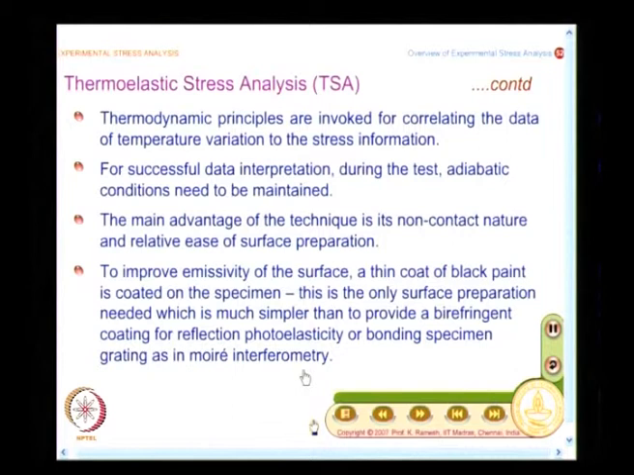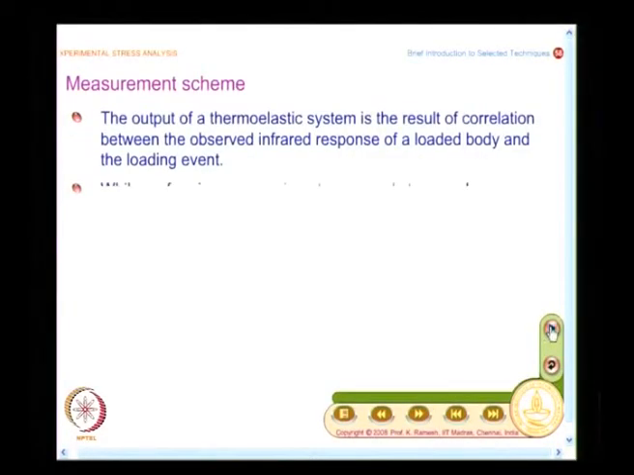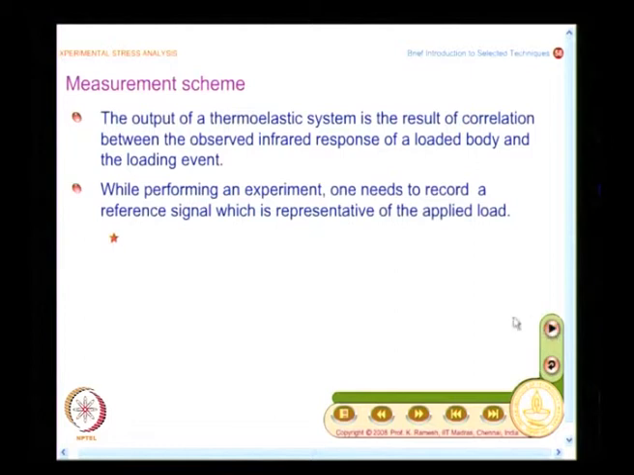And people have combined thermoelastic stress analysis with photoelasticity and tried to find out stress separation, and all those exercises have been done. And it is desirable that you have a look at what is the measurement scheme employed here. That will give an idea how you go about it. And what you do is, as I said, you do not see the information directly. The output of a thermoelastic system is a result of correlation between observed infrared response of a loaded body and the loading event. So, you have to make a correlation and you have to do post processing of it, then display the result.